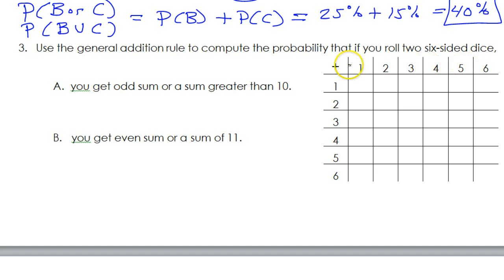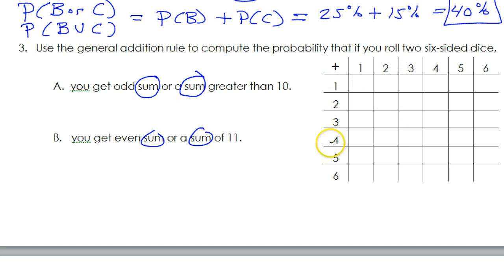Along the top here, this represents the possible outcomes of rolling the first die, this six-sided number cube. It could either be a 1, a 2, a 3, a 4, a 5, or a 6. And down the left side, this represents the other. We're talking about 2 dice, so this is the other die and its possible outcomes. Now we're dealing in sums, so we're talking about addition. So let's make a table of the sums of these outcomes.